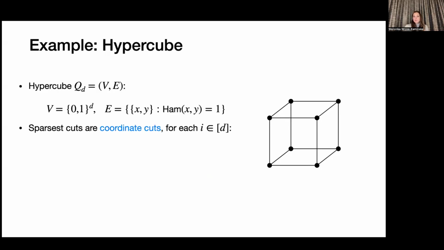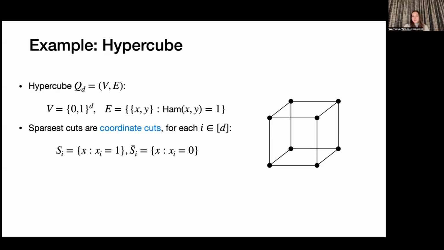And the hypercube graph has exactly d sparsest cuts. So you can think of it as d different communities. Okay, and these are the coordinate cuts. So what is a coordinate cut is just you pick a coordinate between 1 and d, and then the ith coordinate cut will be the cut that separates the vertices that have 0 in that coordinate from the vertices that have 1 in that coordinate. Okay, and the coordinate cuts have size 2 to the d minus 1.